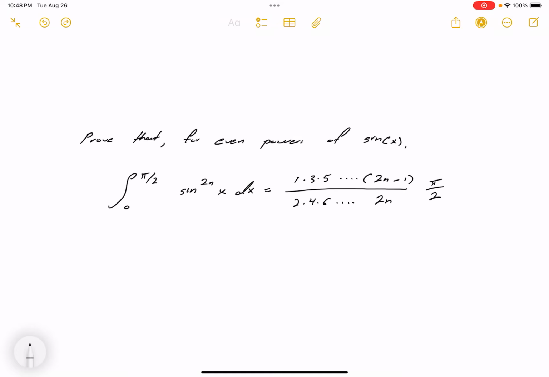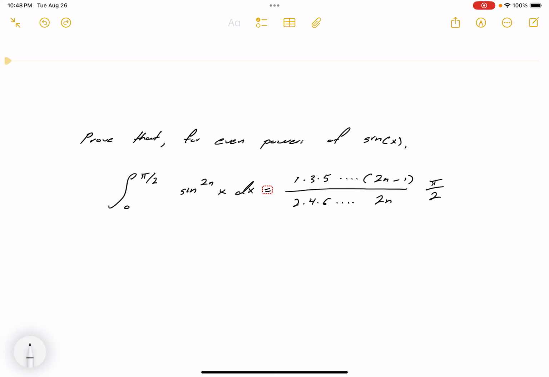So prove that for even powers of sine of x, the integral from 0 to pi over 2 of sine to the power of 2n x dx is equal to 1/2 times 3 over 4 times 5 over 6, goes on and on, and eventually gives us 2n minus 1 over 2n times pi over 2. So we have to prove this. Okay, so let's go ahead and prove it right now.